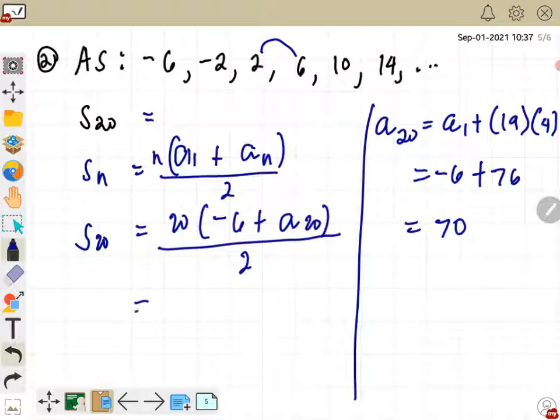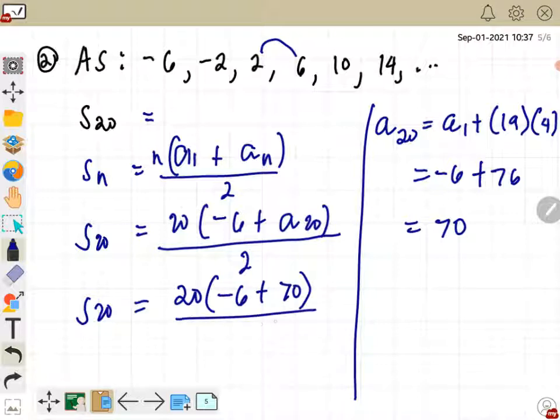So just simply substitute it here. The sum of our 20 terms is simply 70 and -6, that is 64, times 20 divided by 2, that's 10. 64 times 10 is 640. So the sum of our first 20 terms is 640.